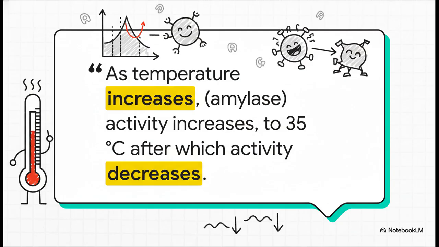It's a 1-mark conclusion. And if you want the perfect answer, the one that ticks all the boxes for the examiner, you say this: the enzyme's activity goes up as the temperature increases. It hits its peak, the optimum, at 35 degrees, and then it drops off.